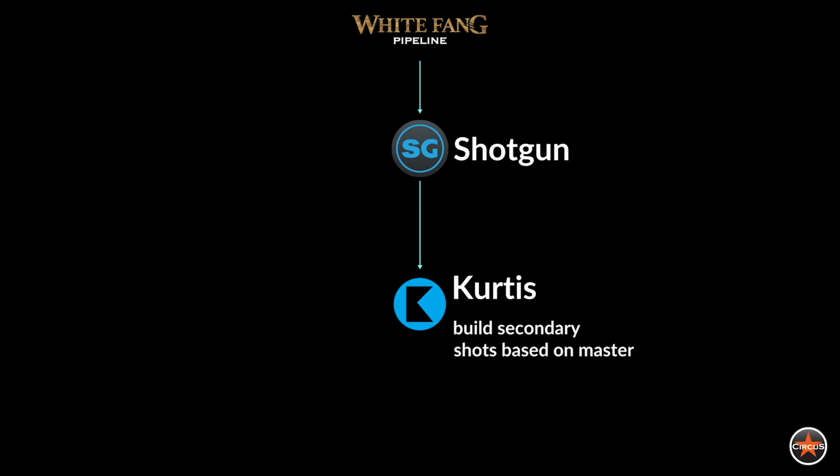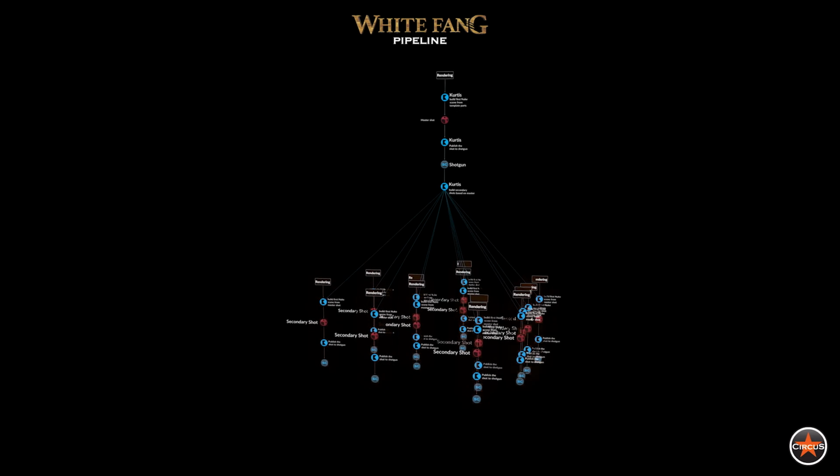This work is done on a master keyshot that defines the look of a sequence. Once approved, it is automatically declined to a series of secondary shots ready to be calculated.